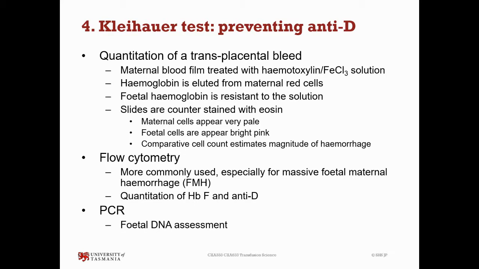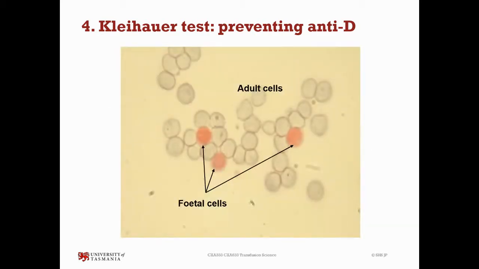So basically a sample of the mother's blood is treated with this hematoxylin ferric chloride solution, and adult hemoglobin, hemoglobin A, is eluted from maternal red cells, whereas the fetal hemoglobin remains within the cells. Okay, hemoglobin F remains within the baby's blood cells, it's not eluted. And then it's counterstained with eosin, and so the maternal cells come up looking very grey, and the fetal cells are pink because the hemoglobin has stayed within them and it's been counterstained with the eosin.